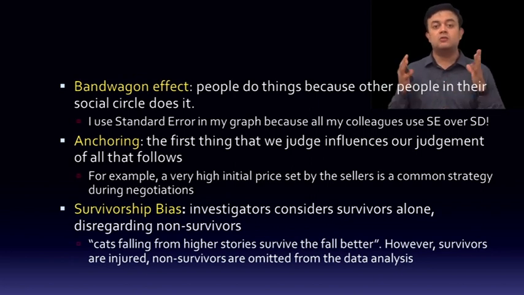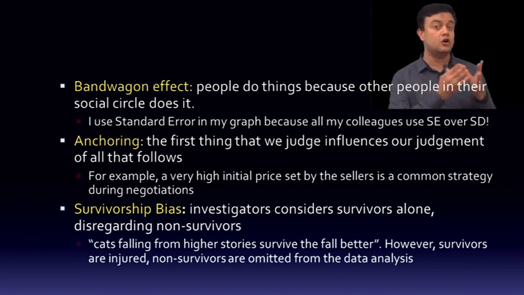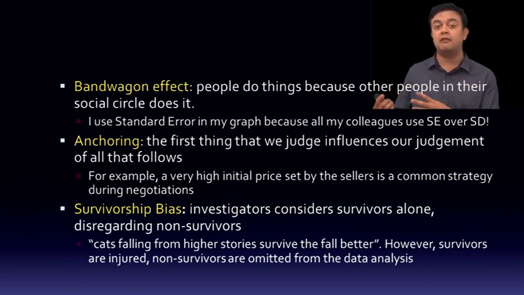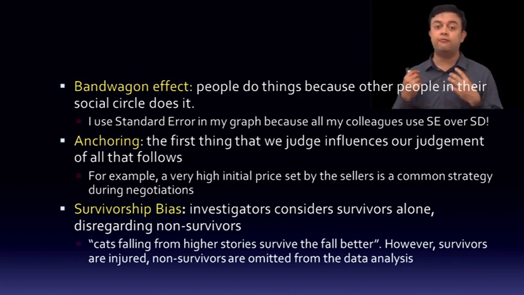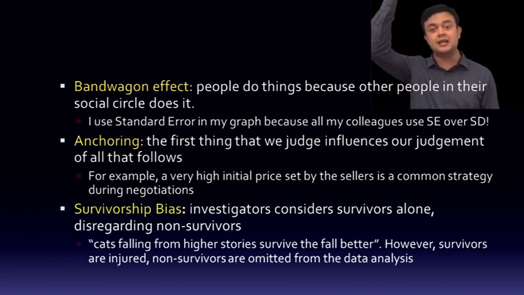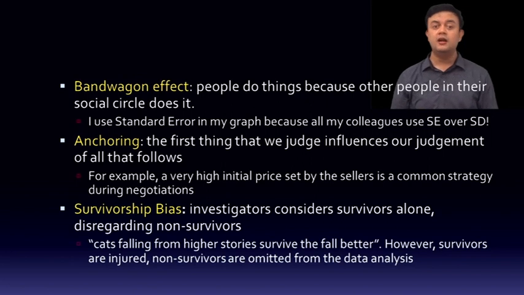And now the next one is called survivorship bias. What is survivorship bias? Here investigators consider survivors alone, disregarding non-survivors. Non-survivors should also be taken into account in your study, rather than survivors alone. One simple example is a famous study that concluded that cats falling from higher stories survive the fall much better than cats falling from lower stories. So cats falling from the 6th and 7th floor survive better than those falling from the 1st and 2nd floor. Quite unlikely, right?